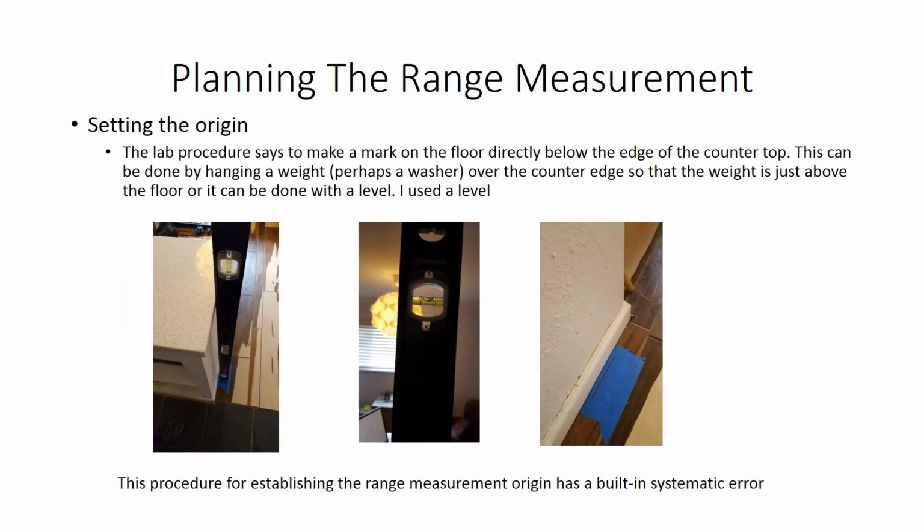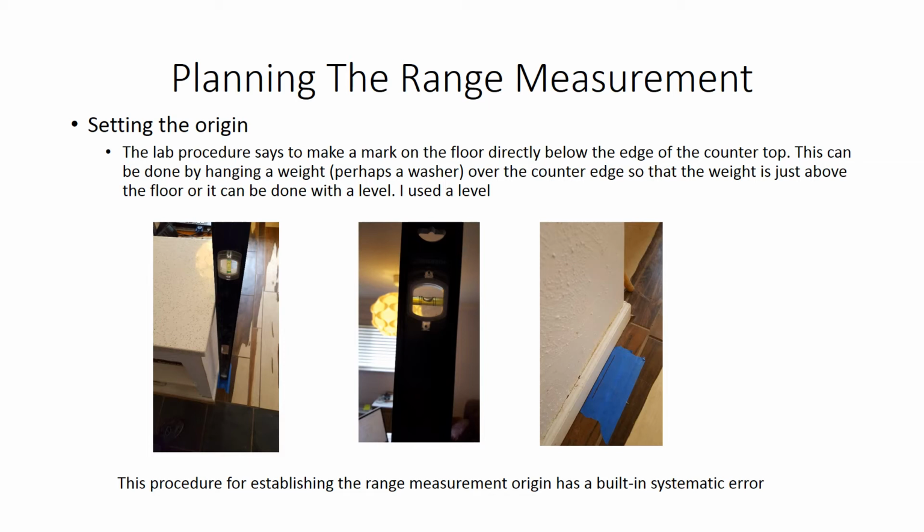Now that we have the velocity measurement figured out, let's move on to figuring out how to make the range measurement. That begins by deciding where the origin for the measurement is. The lab procedure says to make a mark on the floor directly below the edge of the countertop. And you can accomplish this by one of two ways. You can hang a weight, perhaps a washer, from a string, hanging over the edge, so that it almost touches the floor, and then make a mark on the floor.